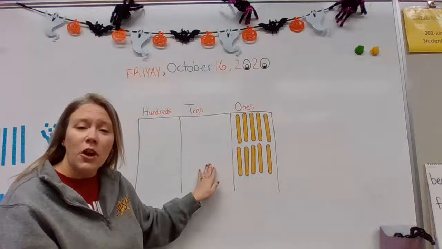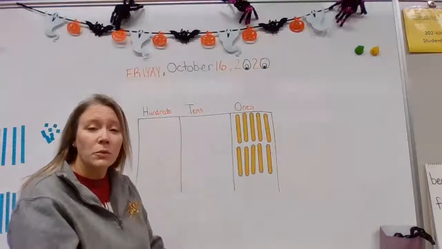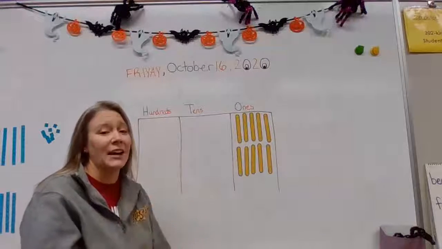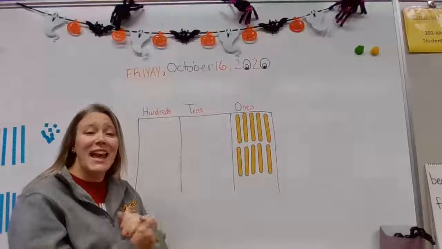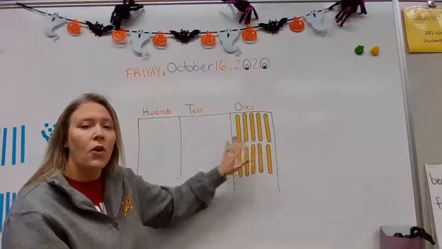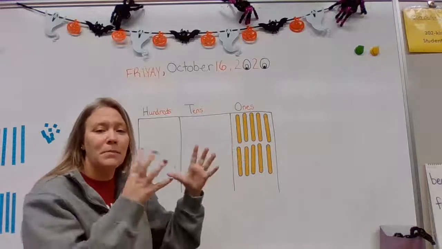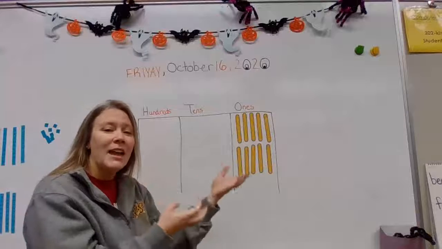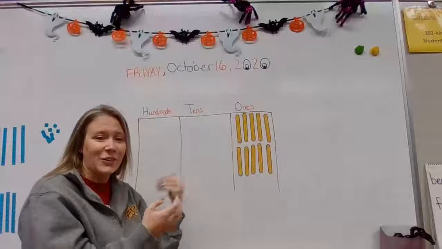On our place value chart, we have a rule. And our rule is we can't have more than 10 of something in a category. If we have 10 of any category, so 10 ones or 10 tens, then we have to bundle them. Remember, that means group together. We have to bundle them and move them over to the next category.